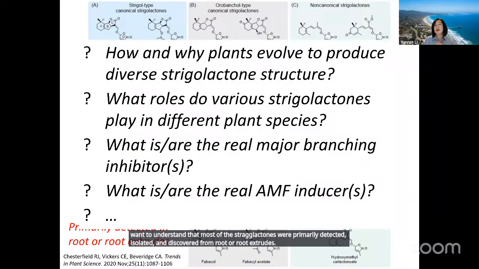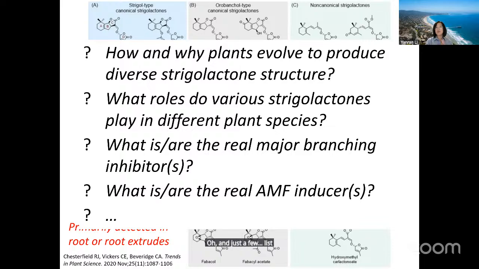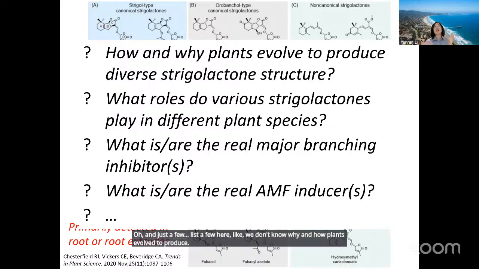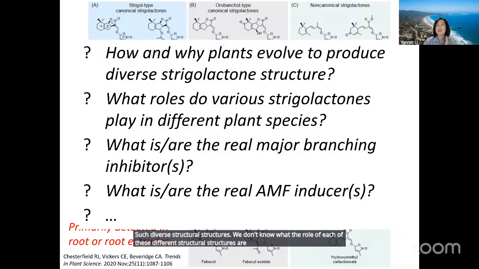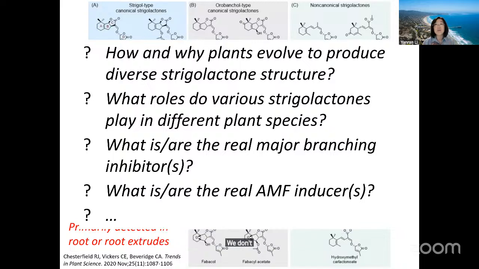Although we have discovered so many strigolactones, there are many questions that still remain to be answered. Just to list a few: we don't know why and how plants evolved to produce such diverse strigolactone structures. We don't know what the role of each of these different structures is in different plants. We don't even know what is a real branching inhibitor and what is a real AMF inducer.